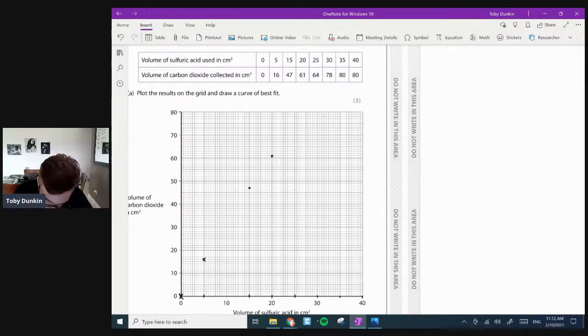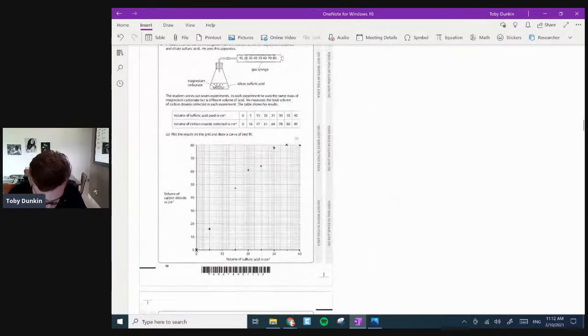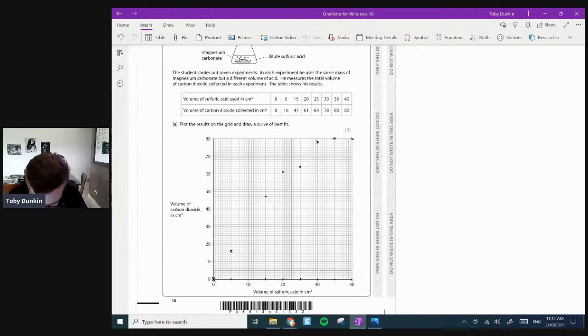At 25, it's 64. Slowing down now. At 30, it's 78. Oh, that's weird. Big jump there. At 35, it's 80, and at 40, 84. That's weird. It's not a good set of data, that. Do we have to draw a line of best fit? Draw a curve of best fit.